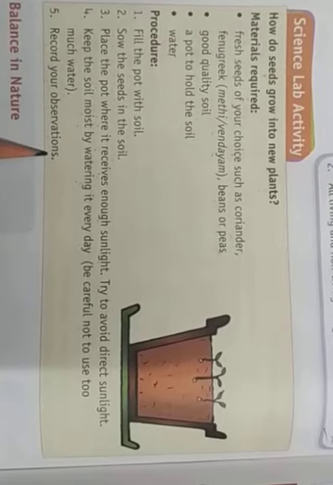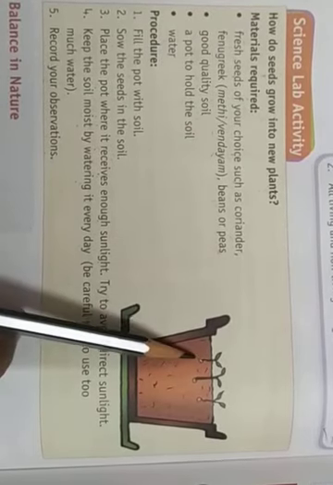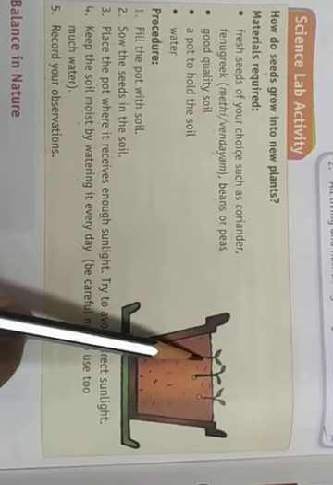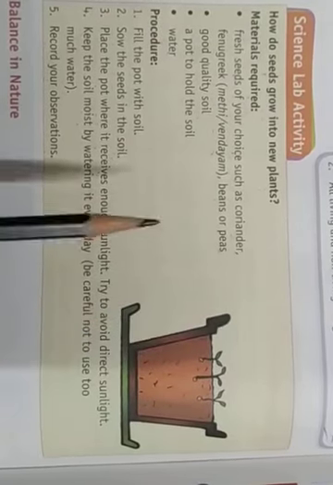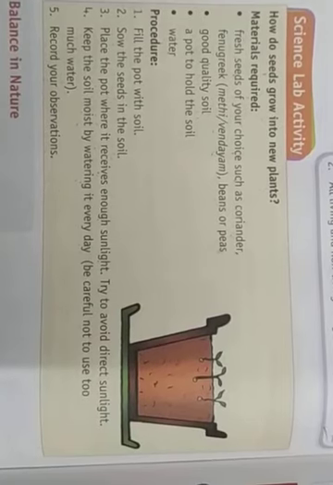Record your observation. See, the small baby plant in the seed comes out. It becomes small and then grows into a plant. Just watch and keep the records.